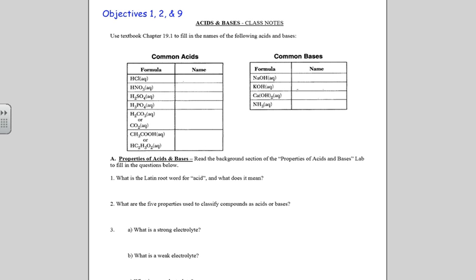You are responsible for knowing the names of these acids and bases and recognizing their chemical formulas. You also used your lab manual, experiment number 31, a lab called Properties of Acids and Bases. You should have read the background section and answered the questions, which just gives you a generalized background of acids and bases to get us started. So you would have filled in both the first and the second page of this note packet. If you have any questions or concerns about any of these answers, make sure you see your teacher, or see me.